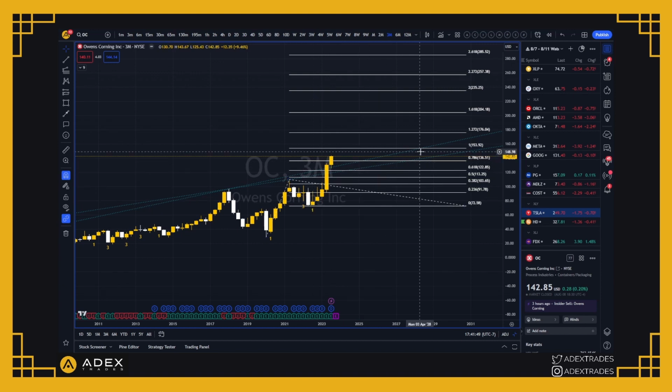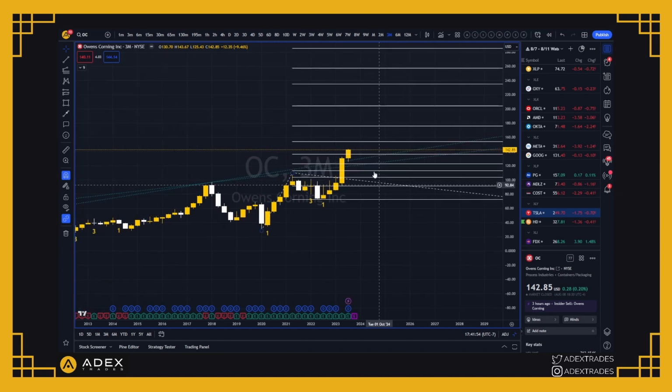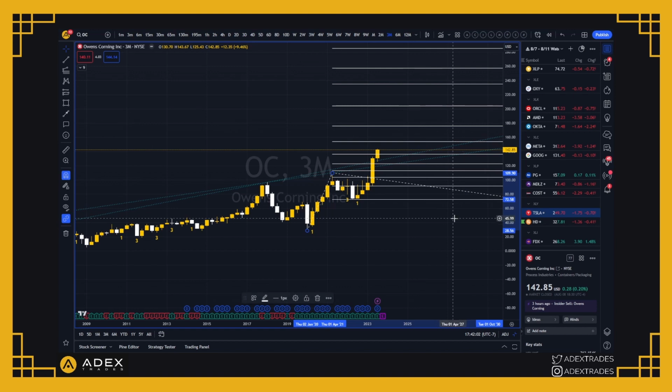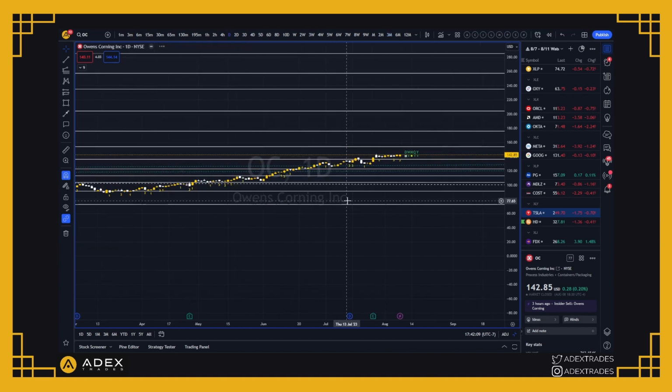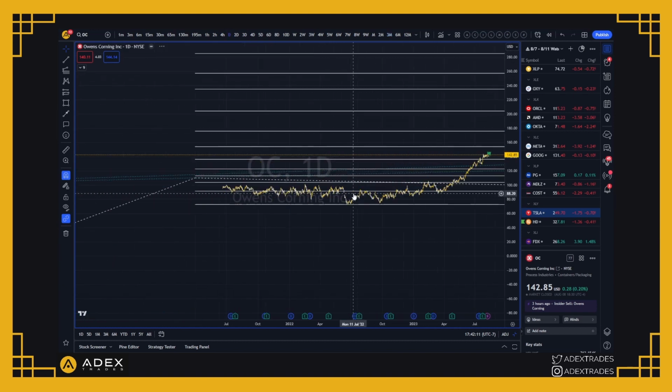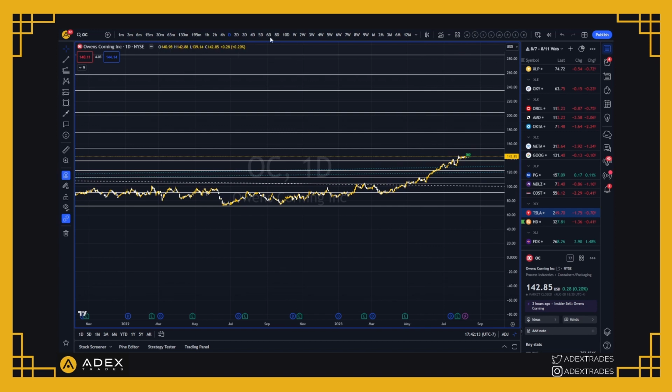So now we see that we have a fib-based extension to this 153.92. What you can also do is find extensions within this time frame. Let's say you're saying, oh no, 153 is too far, and you want to see if there's a potential price target within this range. You'd go to a lower time frame, and let's go to the week.